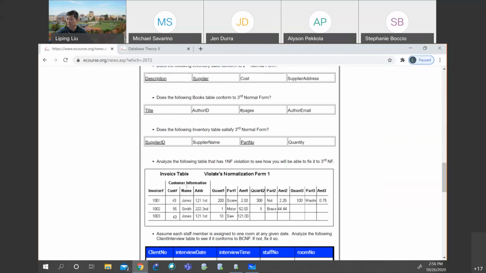Customer information, invoice. Each customer has customer ID, customer number, name, and address. And then there's quantity one, part one, amount one. Quantity two, part two, amount two. Quantity three, part three, amount three. Do you see the problem there? What if you have one order, one invoice, which has more than three parts? This is actually what should be handled as a weak entity, right? This part. So you should create something like a separate table.